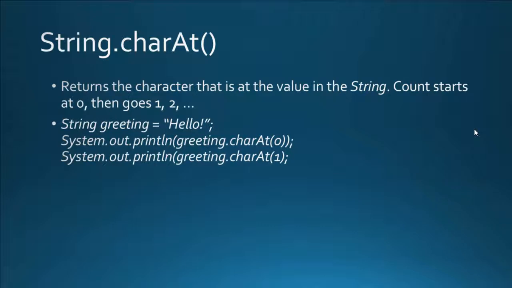So here, I have String greeting = "Hello", System.out.println(greeting.charAt(0)), System.out.println(greeting.charAt(1)). The program is going to output first an H, and then an E, because H is at the 0 position, and E is at the first position.